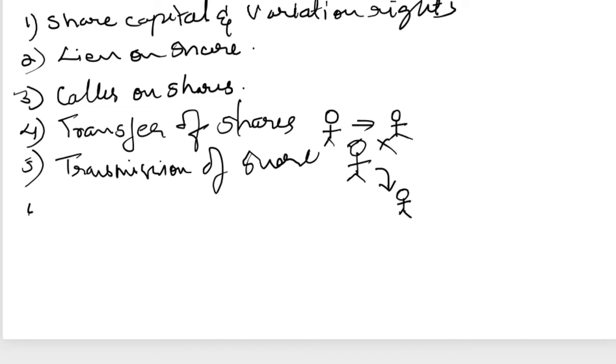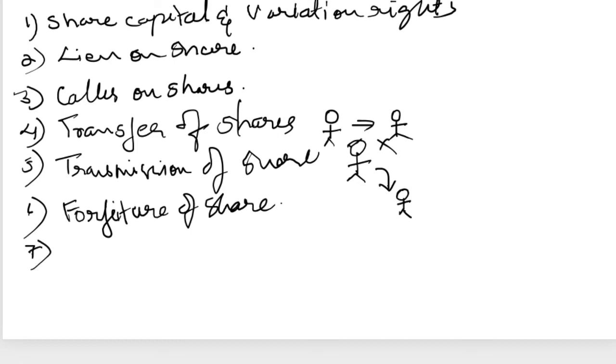Next, the sixth one is forfeiture of shares. So what do you mean by forfeiture of shares? Forfeiture of shares is when, as per the direction of the company, you have to surrender the shares to the company itself. That is called forfeiture of shares. So we will look at the procedure of forfeiture of shares, and when a company can forfeit the shares.